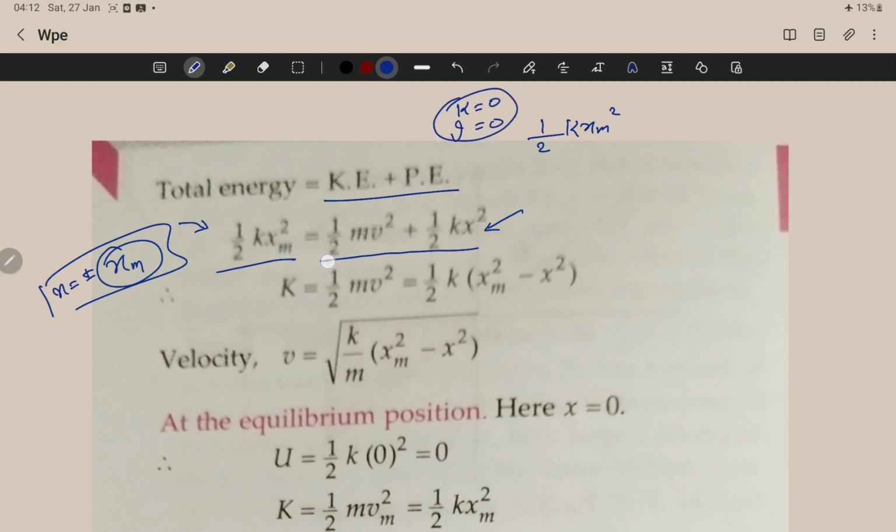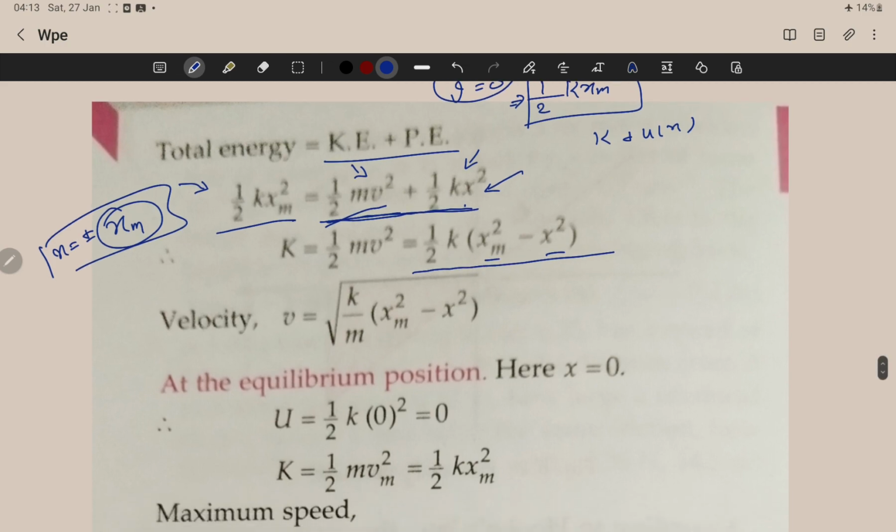So this becomes the total energy at the extreme position. And the total energy at any position x is the sum of kinetic plus potential energy: kinetic is half m v square, and potential is half k x square. If we take kinetic energy, half m v square, and shift the potential term to the other side, it becomes half k times xm square minus x square. Now from here we can find the value of the velocity.